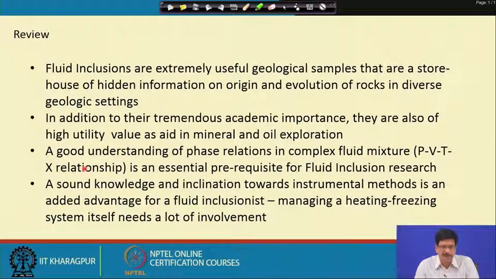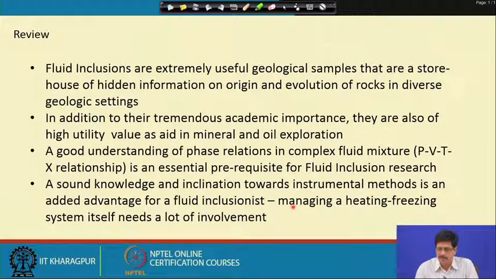So, it becomes a challenge for the people who are doing the fluid inclusion work to understand the intricacies and also to attempt to develop and refine the PVTX relationships in different fluid systems. It is also quite clear that a sound knowledge of and inclination towards instrumental methods is an added advantage for a fluid inclusionist. Even managing a heating freezing stage itself needs a lot of involvement, because of the proper calibration of the heating freezing system, and also when it comes to the analytical analysis of the fluid inclusions, when it is a very tedious or time consuming process like bulk analysis by the crush leach method, one needs to understand the analytical details of what analytical method to go for.